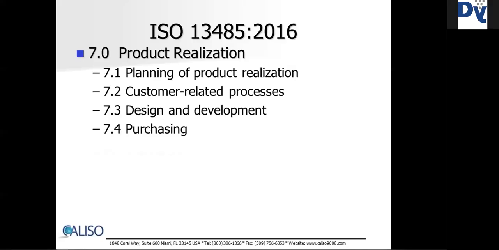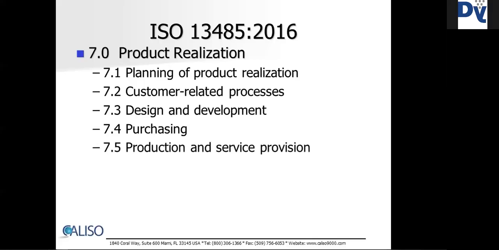7.4 is purchasing, and it covers a couple of different areas. One is supplier evaluation, monitoring, and reevaluation. Another is purchasing information and the need to include a written agreement regarding notification of change of products and also verification of purchased product. So in other words, incoming inspection. And that incoming inspection should be based on the supplier evaluation and proportionate to the risks associated with that product.